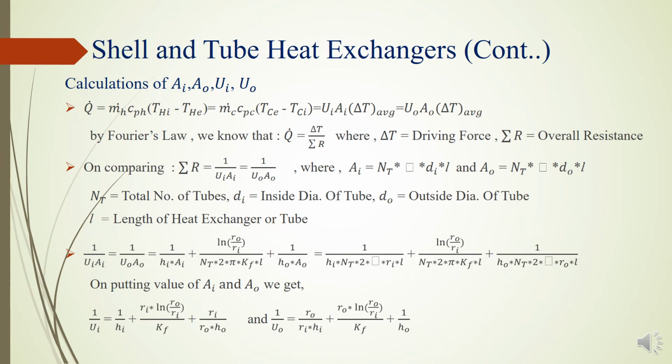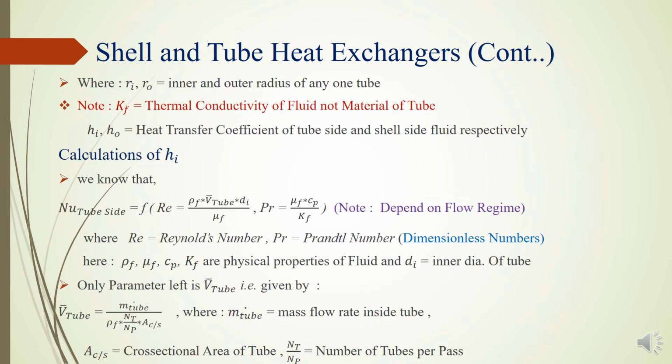By putting the values of Ai and A naught in these expressions, we get 1 by Ui equal to this, and 1 by U naught equal to this. So in the previous formula we have to calculate Hi and H naught. The rest of the terms are literature values or data that we generally know. But one thing should be noted in that formula: Kf is the thermal conductivity of the fluid, not the material of the tube.